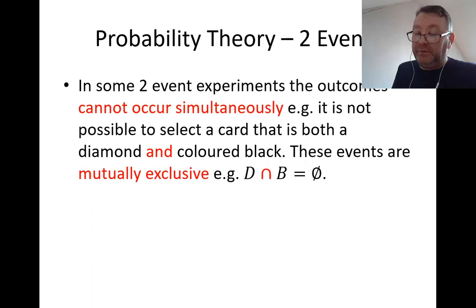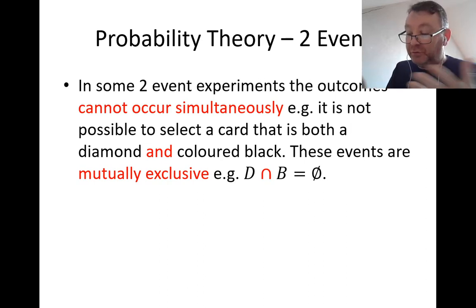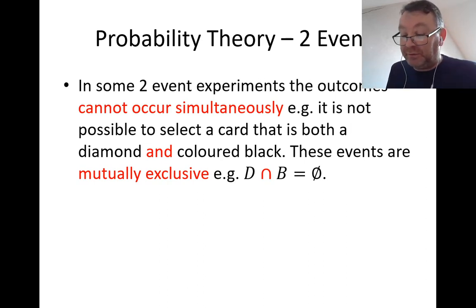So in some two event experiments, we talked about this already, the outcomes cannot occur simultaneously, and then there are other events where the events can occur simultaneously. So for example, it's not possible to select a card that is both a diamond and coloured black, for the very simple reason that diamonds are red. So you'll never ever get in a pack of cards a black diamond. Okay, they're just not going to happen. So that's what we say, the two events are mutually exclusive. They cannot happen at the same time.